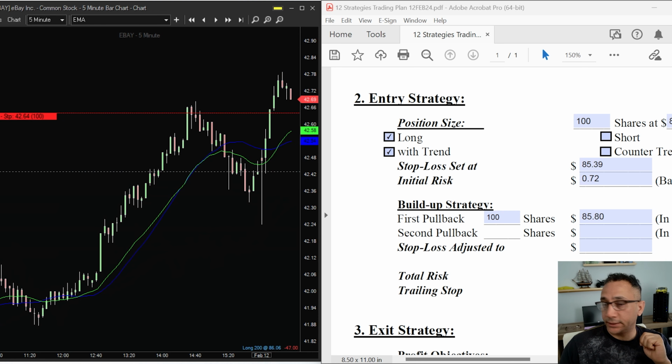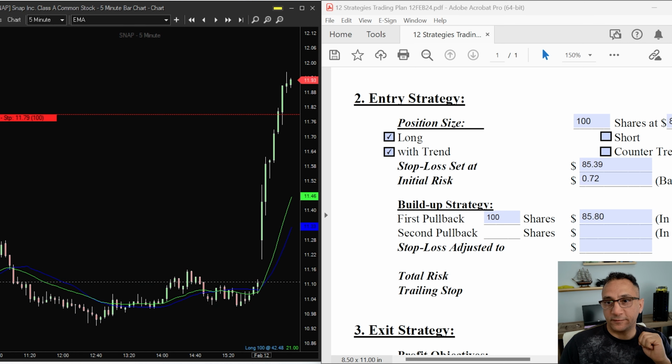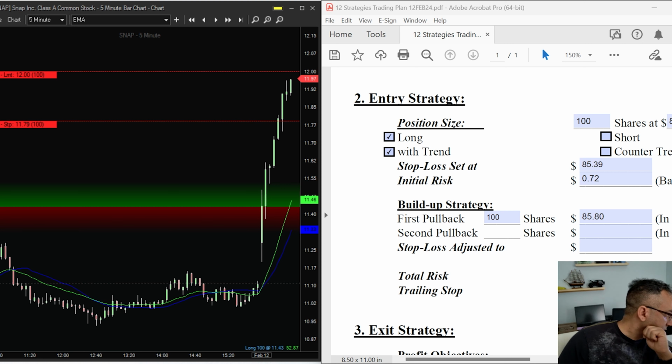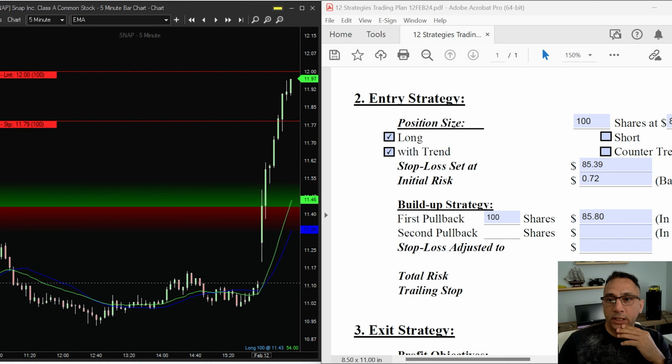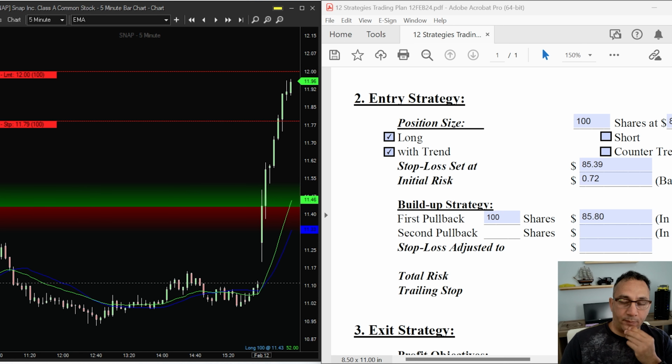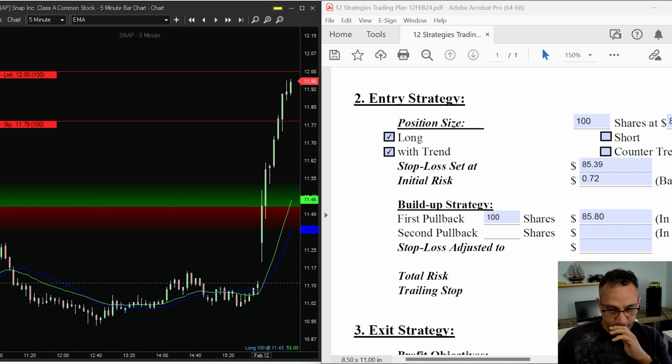eBay is doing well. Snap is doing fantastic. But as we said, I'm gonna sell that at 12. If it hits 12, I'm gonna get out of that one. I made my money. So we put a submit order of a sell limit at 12. And as you can see, if it hits 12, it gives me my profits. If it comes down to 11.79, I'm stopping with a profit.